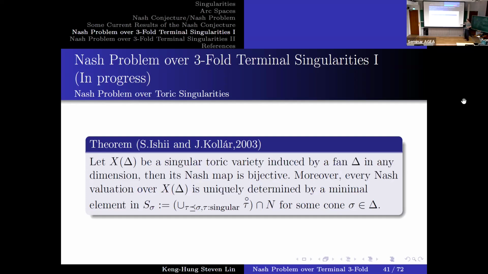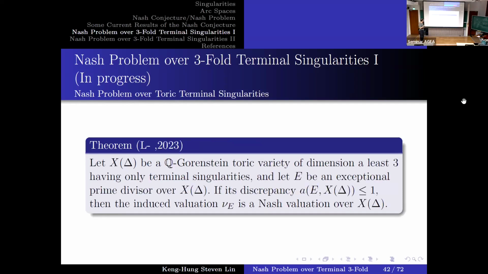Furthermore, we can explicitly describe what the Nash divisors over X are. It is uniquely determined by a minimal element of the interior of your singular cone intersect the lattice. What does minimal mean? I will tell you later.